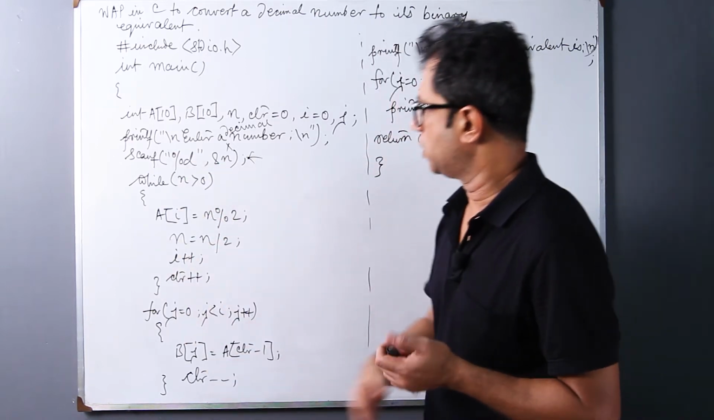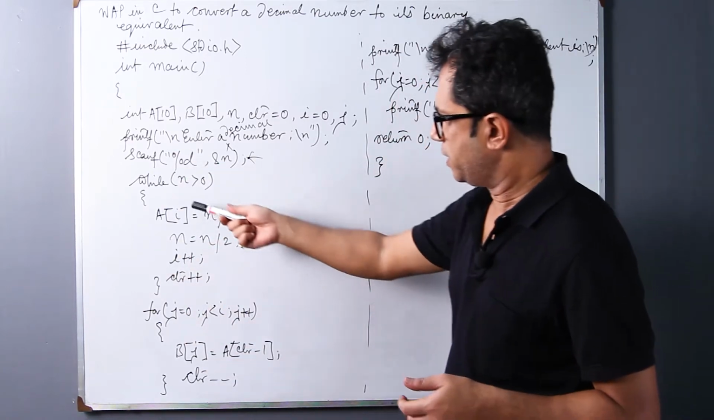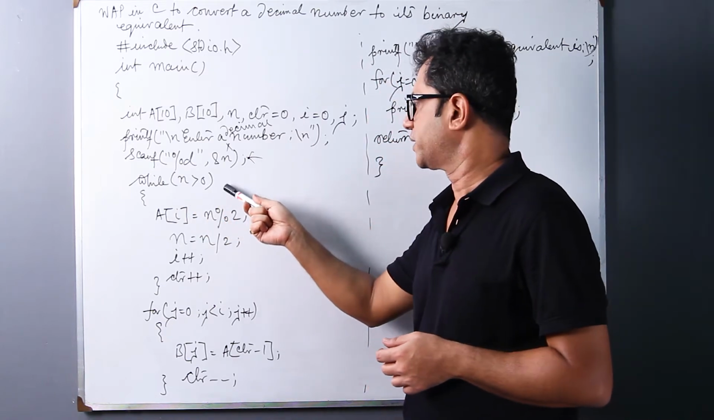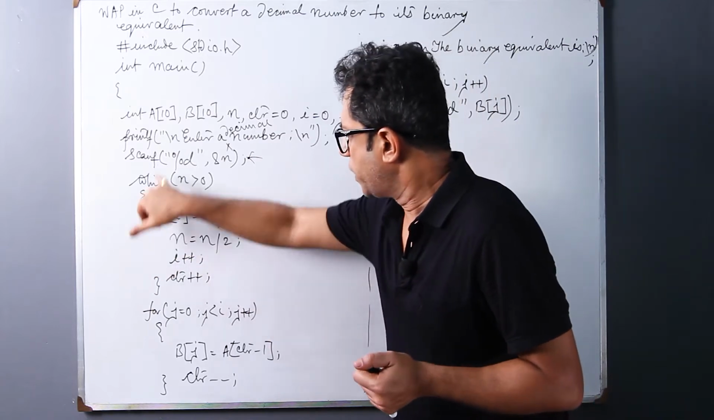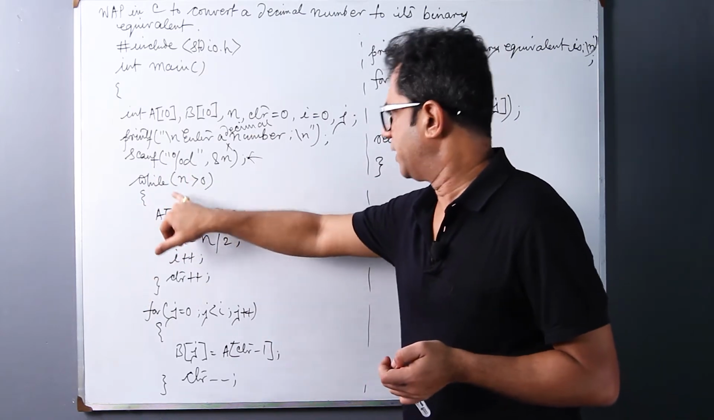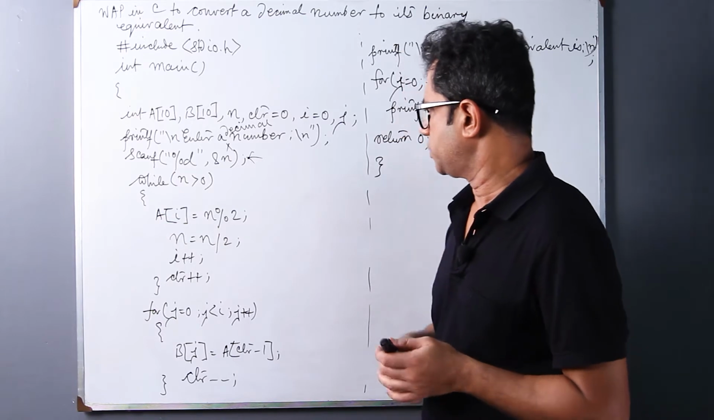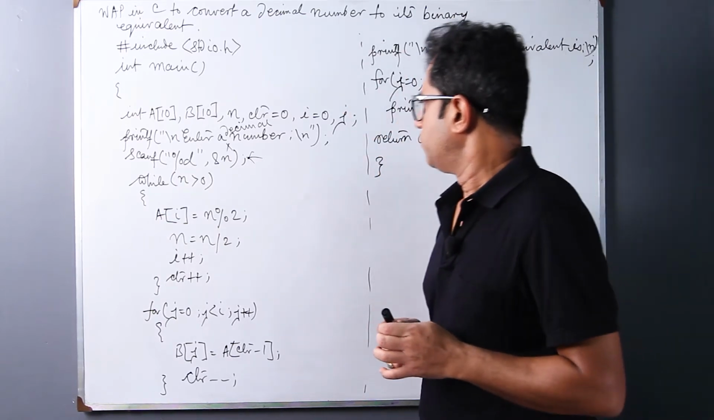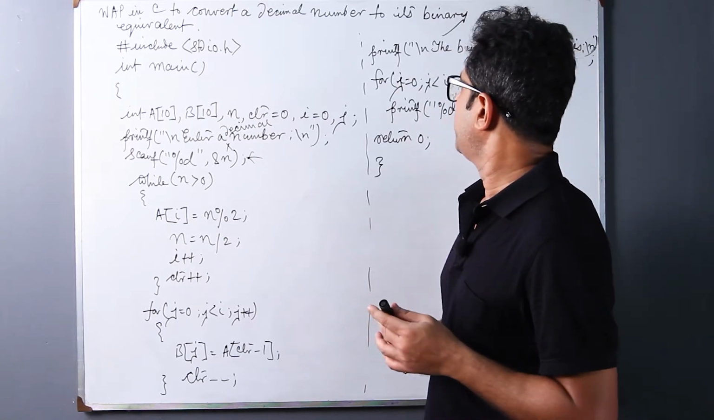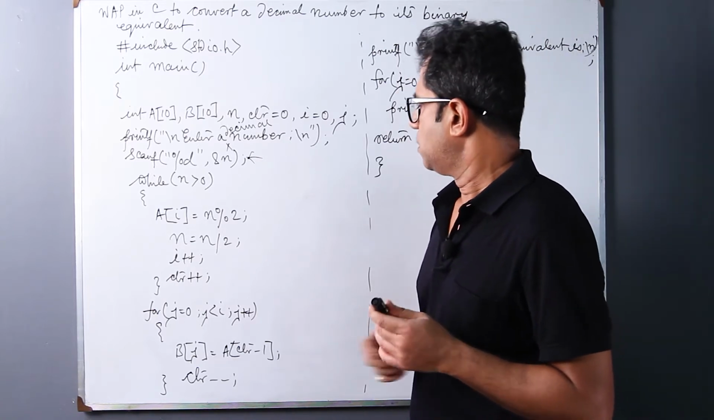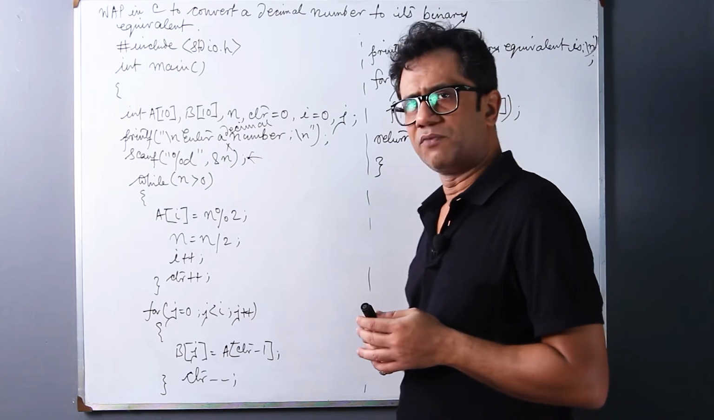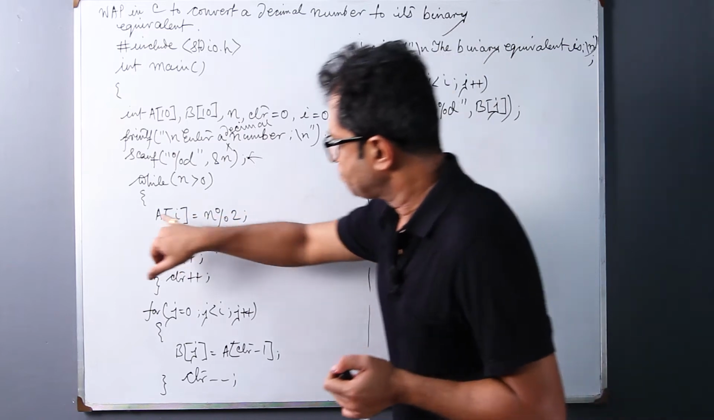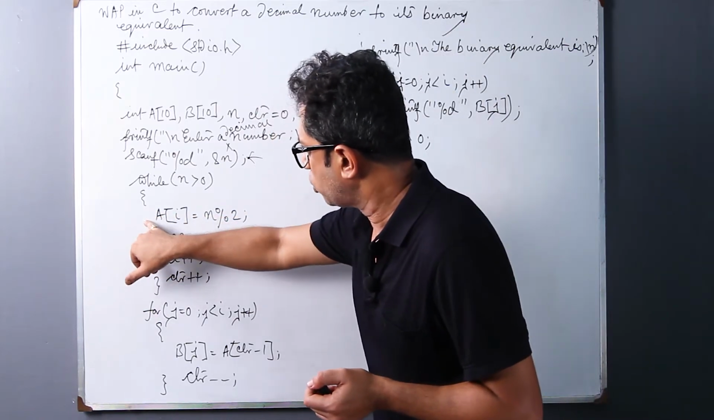Now, we come to the logical portion of the program. I have written while n greater than 0, that is, while the number is greater than 0. We have taken non-zero positive integers for our explanation purpose, for the sake of simplicity. We will go on and try to find the binary equivalents of 0 or negative numbers, but that will be dealt with later on. So, now we are taking non-zero positive integers.